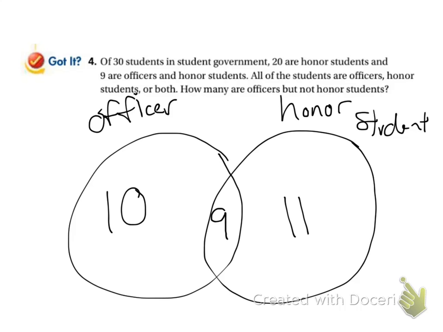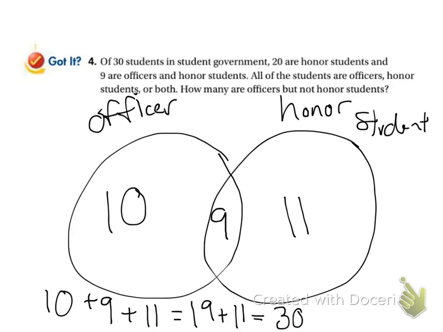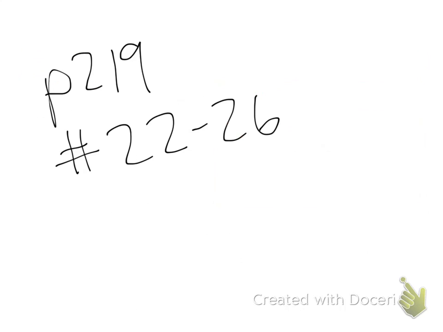So I have 10 students that are officers, plus 9 students that are both officers and honor students, and 11 students that are honor students. That's 19 plus 11, which is 30 students in total. And there's your homework.